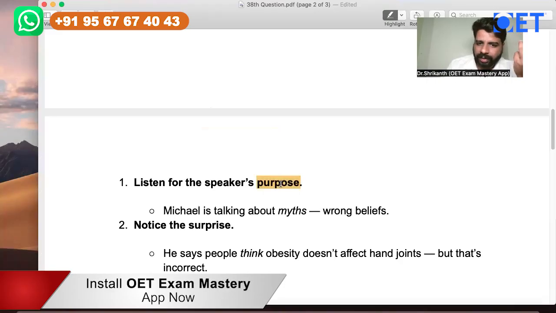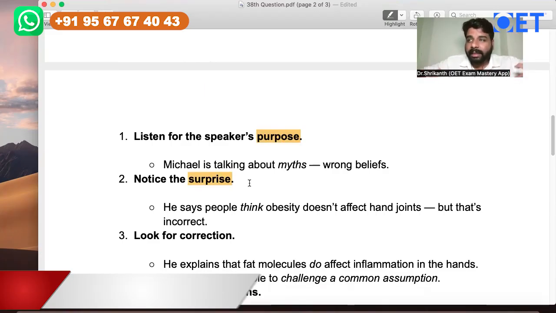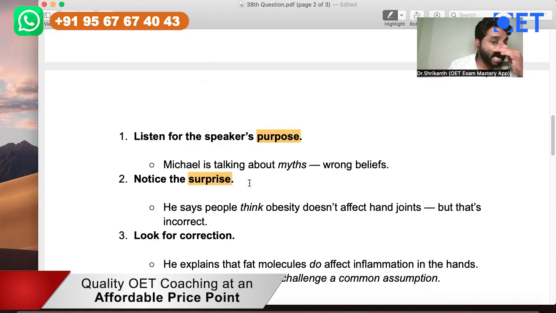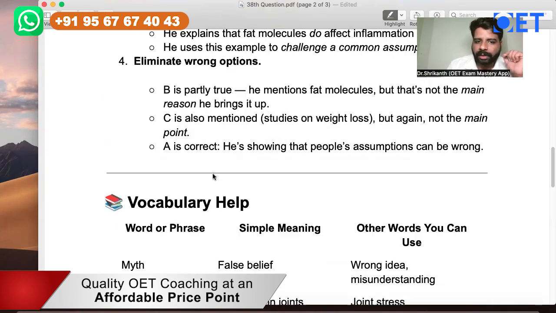Again, listen to the purpose. The reason means why he is bringing up obesity. Notice the surprise. Now you see the tone. He's saying "interesting," right? So that is surprising information. You have to give importance to the tone, the stress, the attitude of the speaker, not only the English that is coming. And then eliminate wrong options, look for corrections.